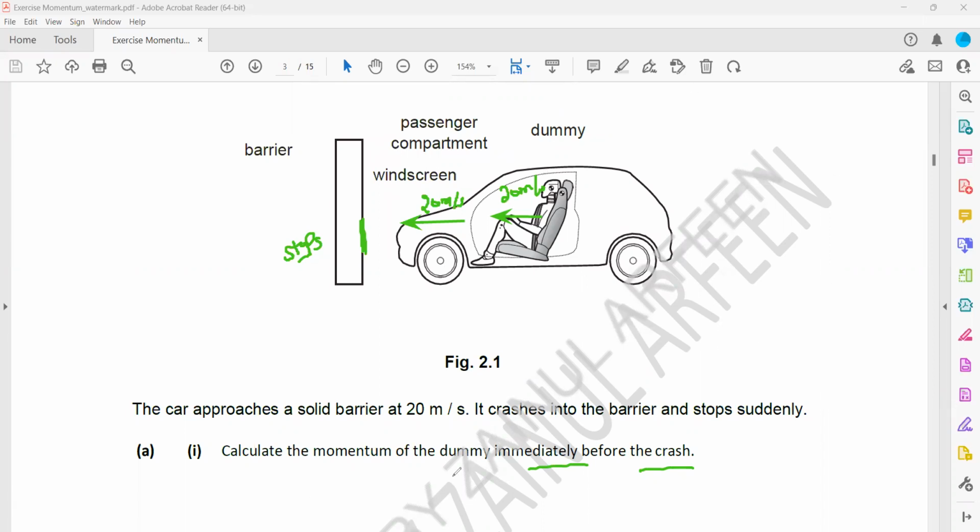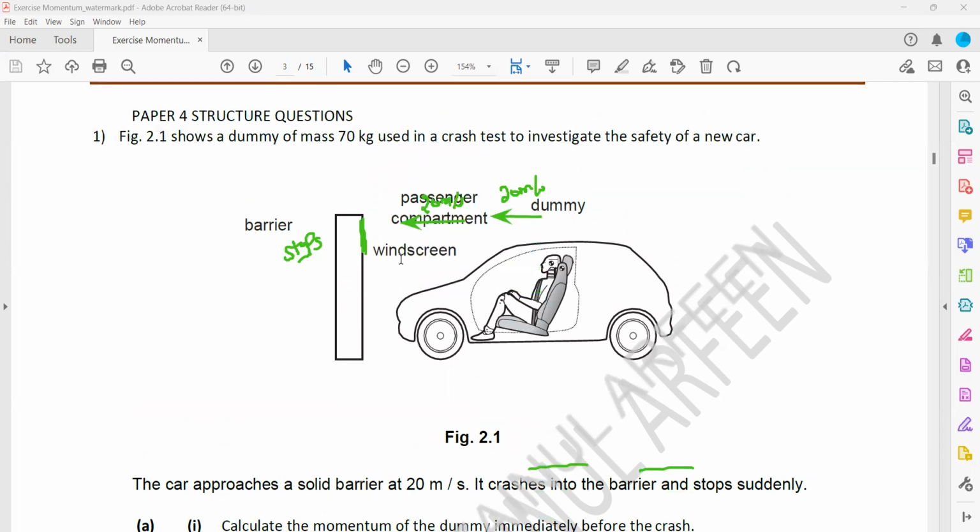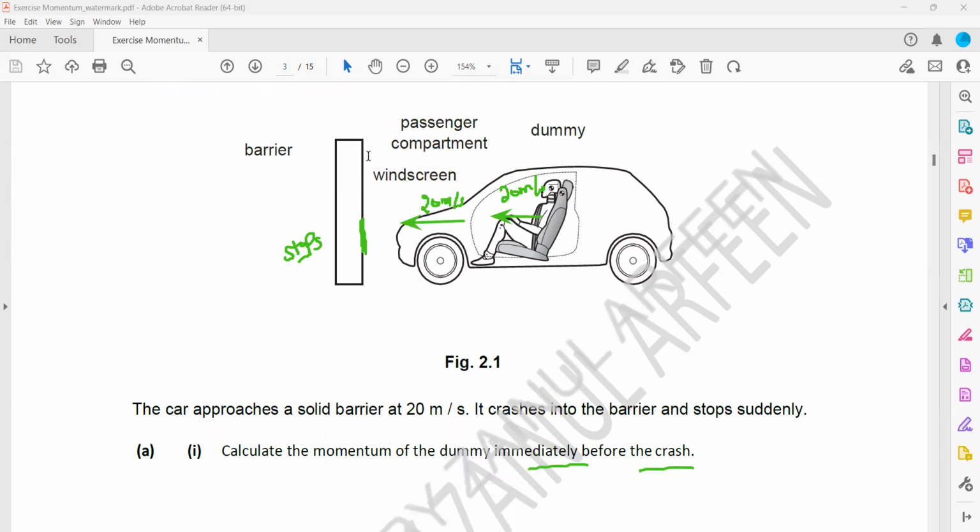So we need the momentum of the dummy immediately before the crash. The mass of the dummy is given in the question at the beginning, that the dummy has a mass of 70. So the mass of the dummy is 70 kg and the speed is 20. How much is the momentum of the dummy? The mass is 70 multiplied by 20.